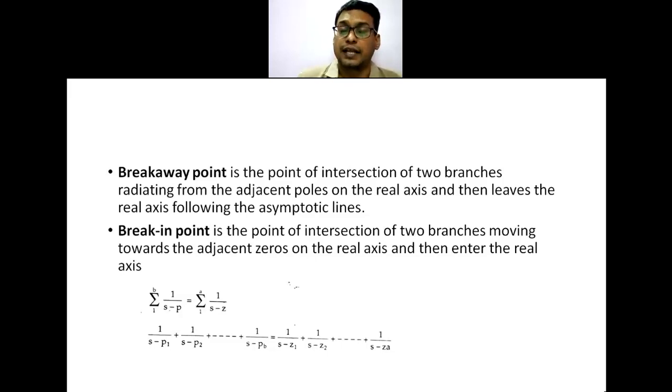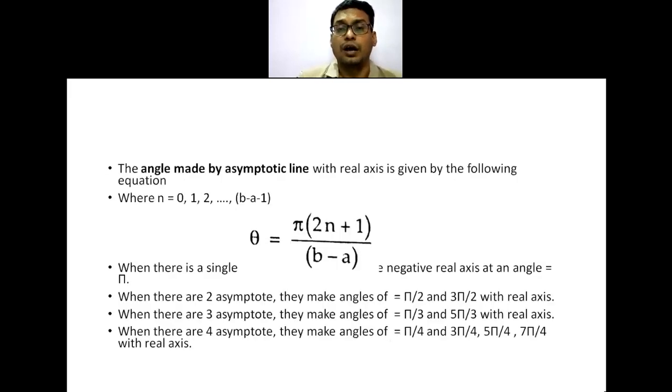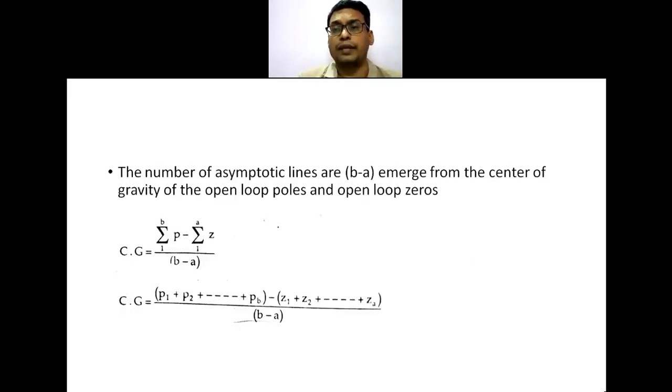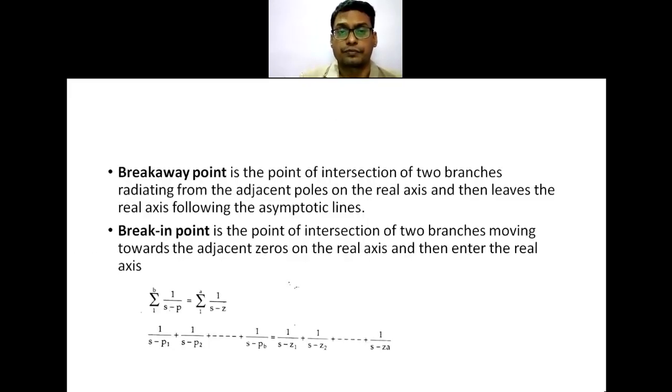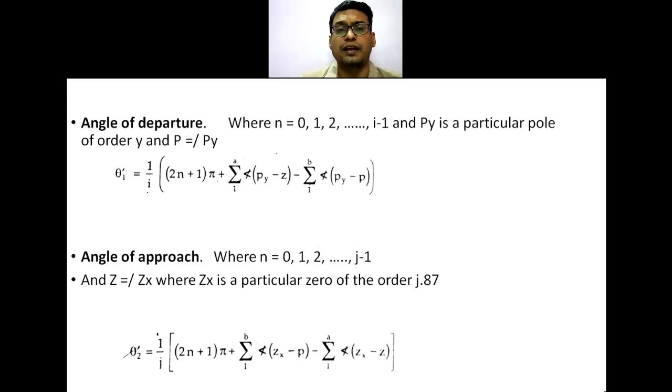Asymptotic lines are nothing but the path followed by the roots. Then it can have either the breakaway point or the break-in point. The break-in point is the point of intersection of two branches moving towards the adjacent zero on the real axis and then entering the real axis. So this is the break-in point or breakaway point. This will be more clear in the example which we will study.